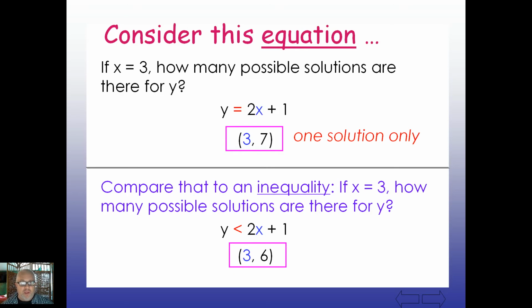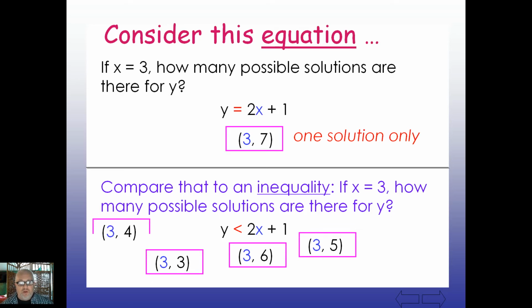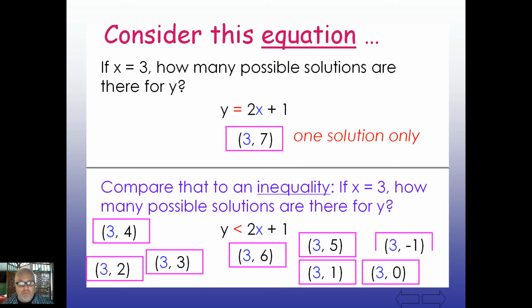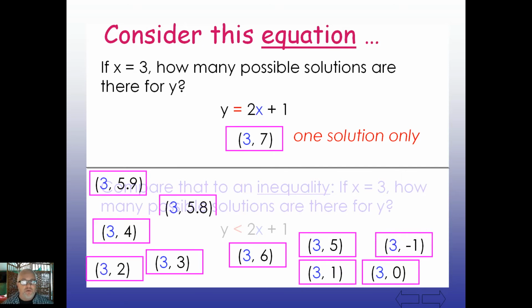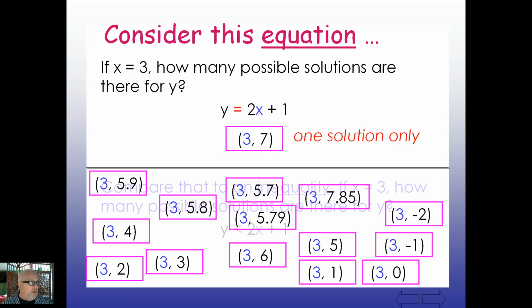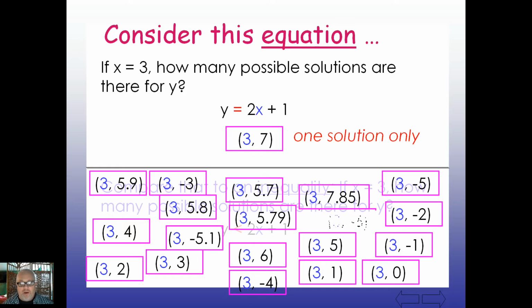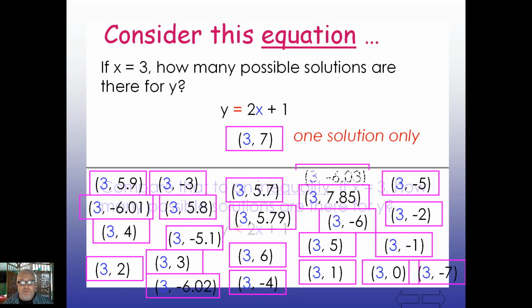So if we plug in a 3, we're going to say y is less than 2x plus 1. If we start looking here, you're going to start seeing all these things in the purple boxes are possible solutions. Instead of there being only one solution, if you take a look here, you're going to see that we can just keep writing ordered pairs and filling them up. And we could go on, of course, forever and never stop.